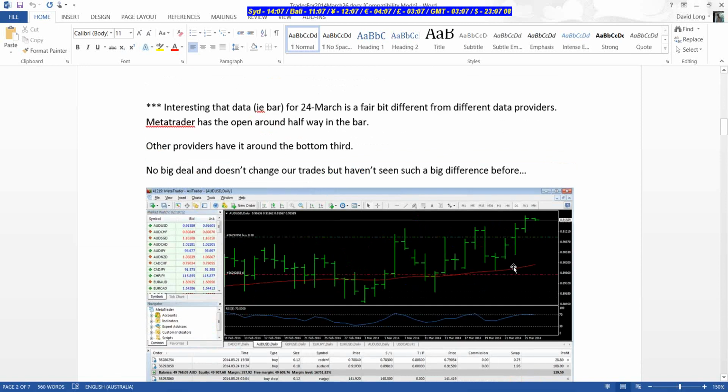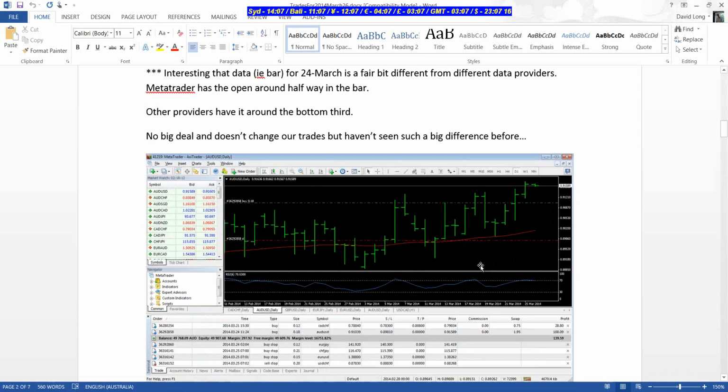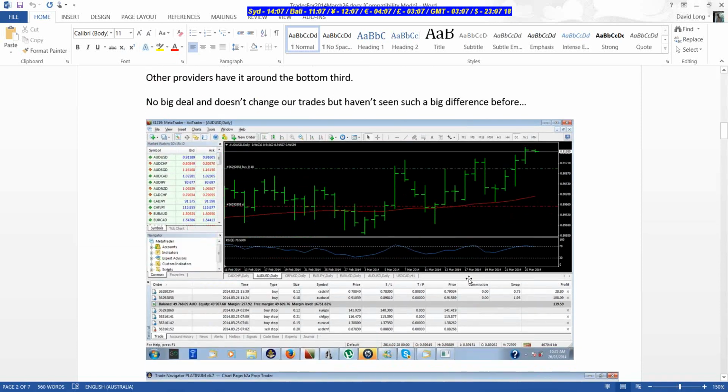MetaTrader has opened around halfway in the bar. Other providers have it around the bottom third. I'd believe MetaTrader over eSignal any day.